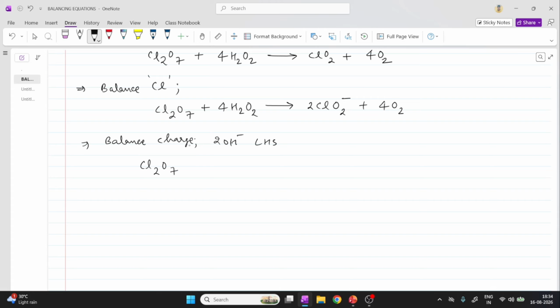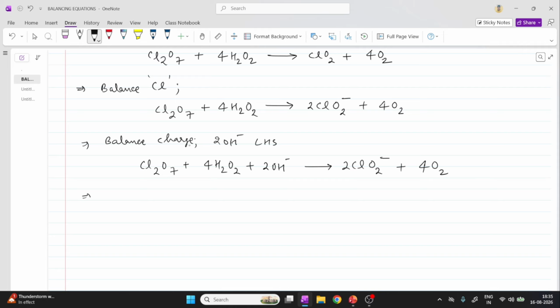So Cl2O7 plus 4H2O2 plus 2 OH minus, and this gives 2 ClO2 minus and 4 O2. Simple.